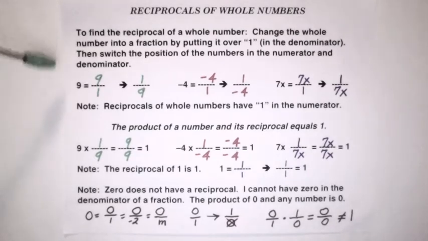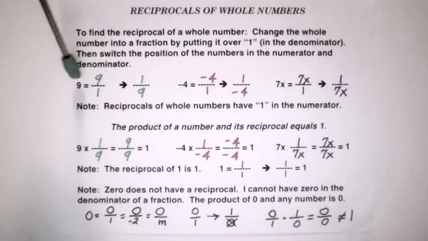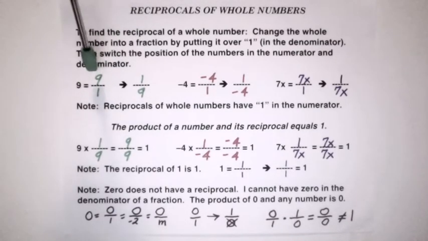The whole number 9 can be written as a fraction, 9 over 1. Remember, fractions are division problems. The numerator is being divided by the denominator. 9 divided by 1 equals 9. So this is equivalent. This is the number 9, the whole number 9. This is its equivalent written as a fraction. The reciprocal, I simply switch the positions of the numerator and the denominator. So the reciprocal is 1/9.